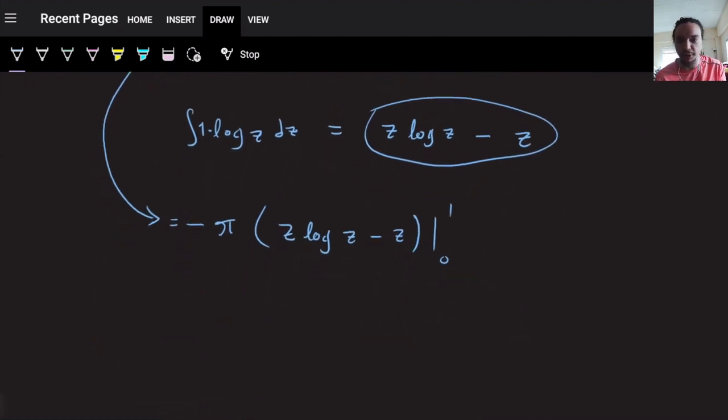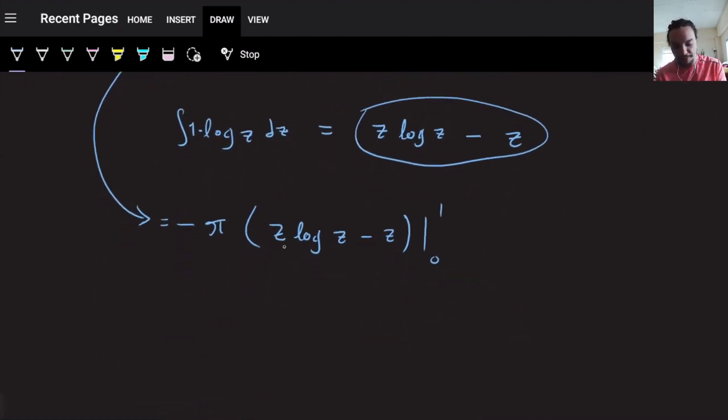Okay, so now we have to plug things in. When we plug in 1, we're going to get 1 times log 1. Well, log 1 is 0, minus 1, so we're going to get minus 1. And then when we plug in 0, there's something you have to check here, which is that the limit as z approaches 0 of z log z is equal to 0. That just comes from L'Hopital or whatever you want to use to show that.